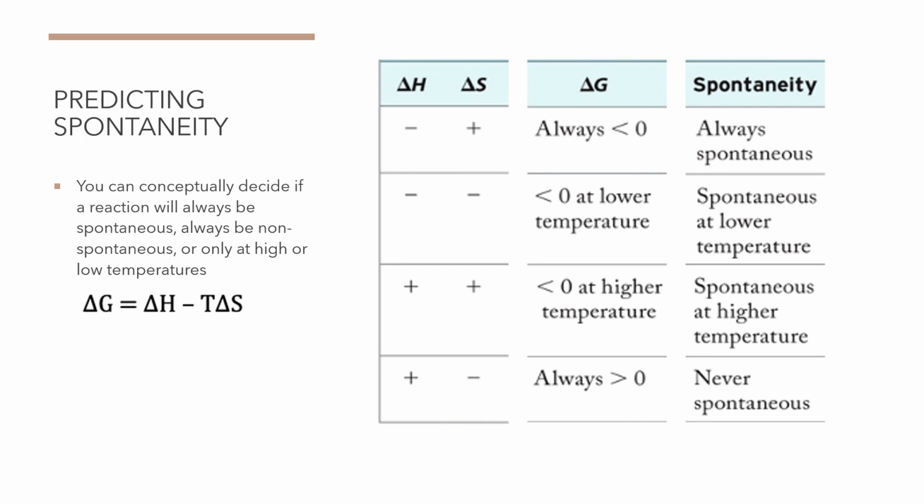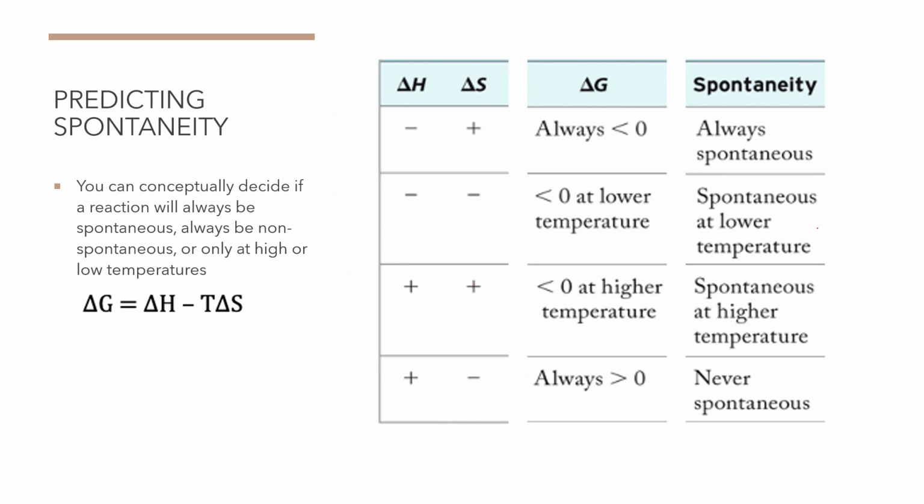So here's just a chart showing you, okay, you have a negative change in enthalpy, so an exothermic process, with a positive entropy, so it's becoming more disordered. That's going to be always spontaneous. And you could just memorize all these and you'll be fine, but I think it's much easier to look at the equation. That way you don't have to spend extra time memorizing stuff like that. So just understand how the equation works. If you can understand how the equation works, then you don't have to memorize this.